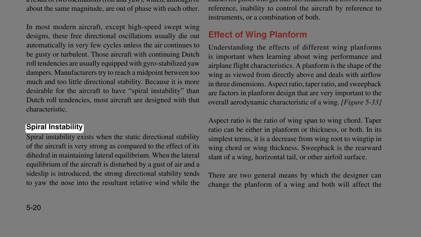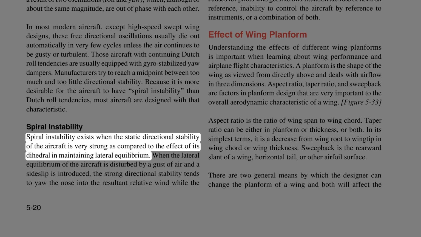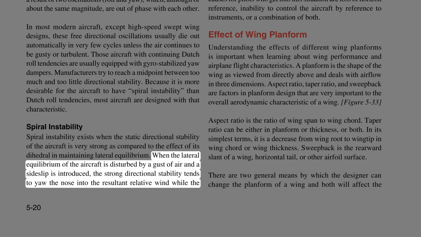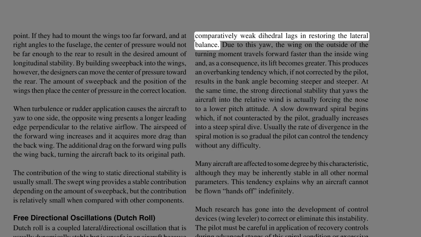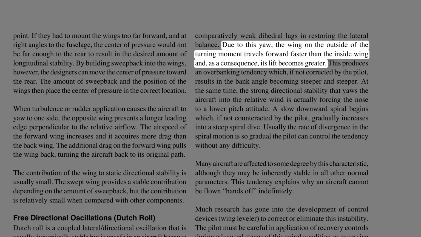Spiral instability. Spiral instability exists when the static directional stability of the aircraft is very strong as compared to the effect of its dihedral in maintaining lateral equilibrium. When the lateral equilibrium of the aircraft is disturbed by a gust of air and a sideslip is introduced, the strong directional stability tends to yaw the nose into the resultant relative wind while the comparatively weak dihedral lags in restoring the lateral balance. Due to this yaw, the wing on the outside of the turning moment travels forward faster than the inside wing and, as a consequence, its lift becomes greater.